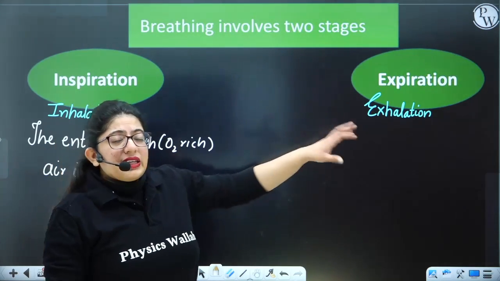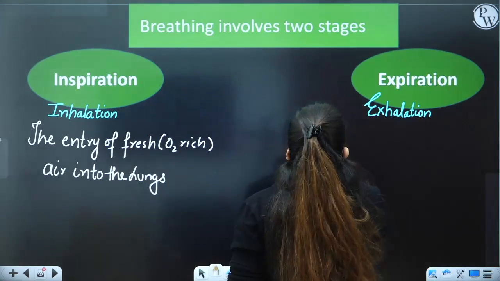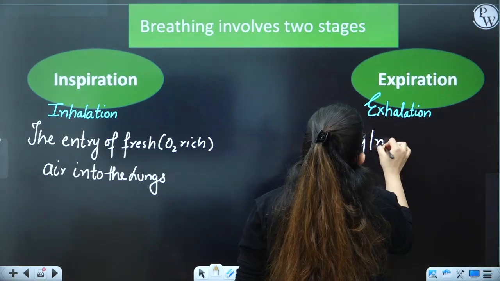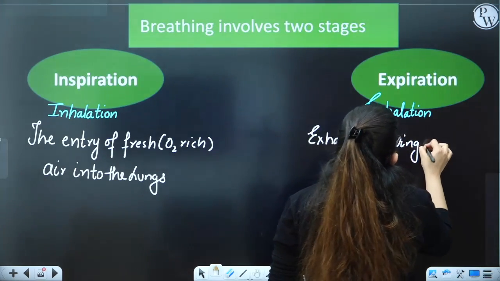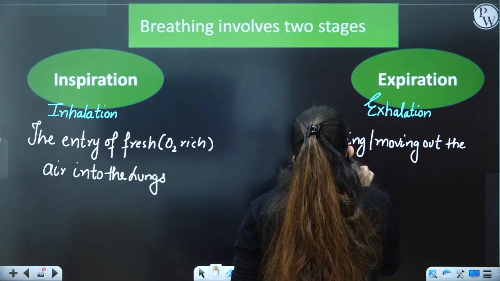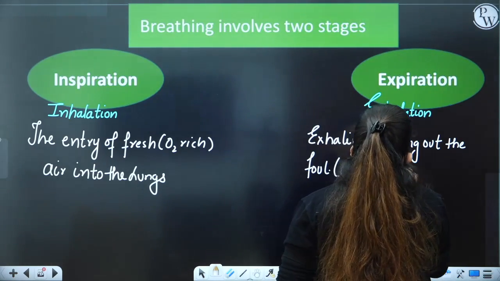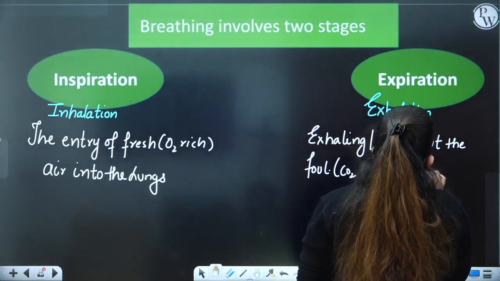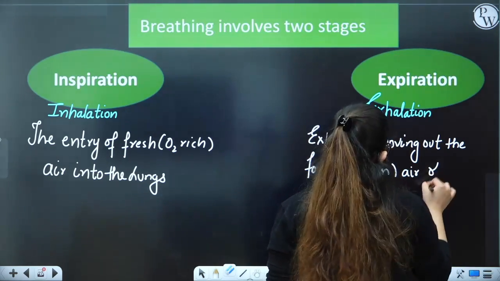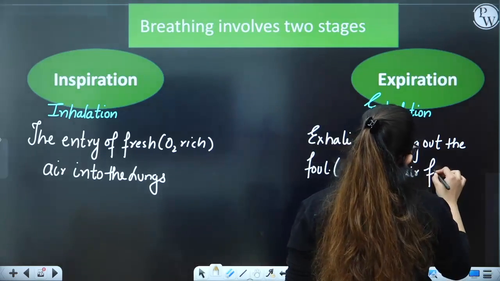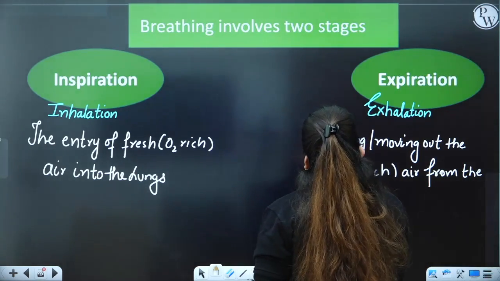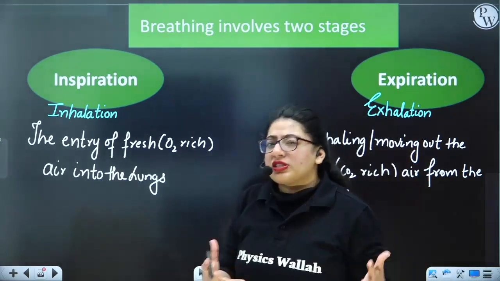So what is exhalation or expiration? It is the exhaling or moving out the foul air. What is the foul air? The CO2 rich air, from the lungs. Right? So, as we have discussed the definition, let's move toward how this process takes place.